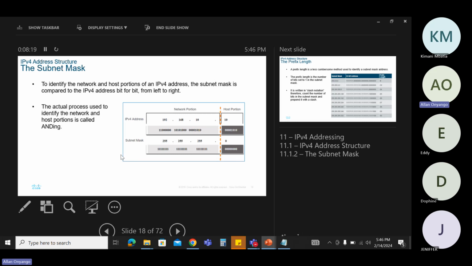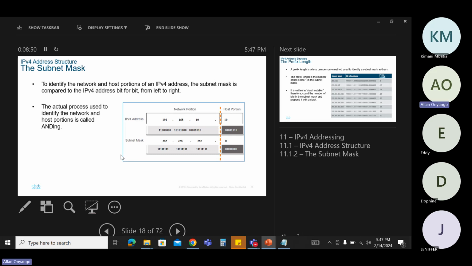And we are going to ask ourselves, why was it, if you saw in the table yesterday, it was put as slash 24, isn't it? We are going to see how we move from slash 24 to 255.255.255. See, maybe you already know. So the work of the subnet mask normally is to identify the two portions of the address. Identify the network portion and the host portion of the address. Very, very important.